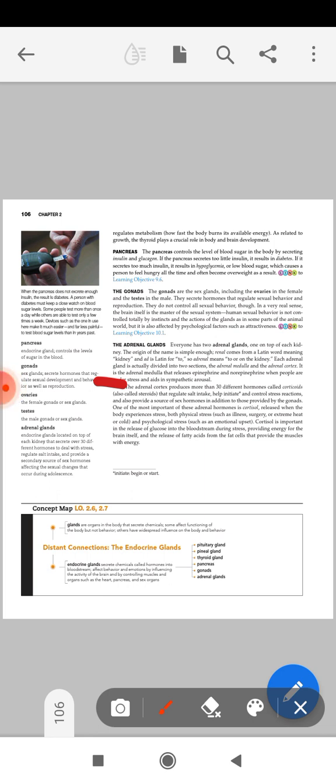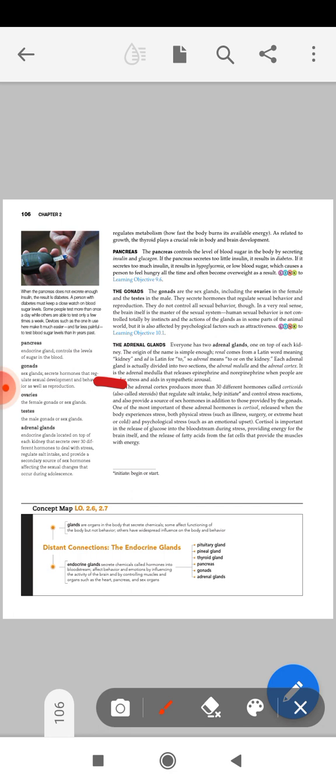salt intake, help initiate and control the stress reaction, and also provide a source of sex hormone in addition to those provided by the gonads. One of the most important of these adrenal hormones is cortisol, released when the body experiences stress, both physical stress such as illness, surgery or extreme heat or cold, and psychological stress such as emotional upset. Cortisol is important in the release of glucose into the bloodstream during stress, providing energy for the brain itself, and the release of fatty acids from the fat cells that provide the muscles with energy.